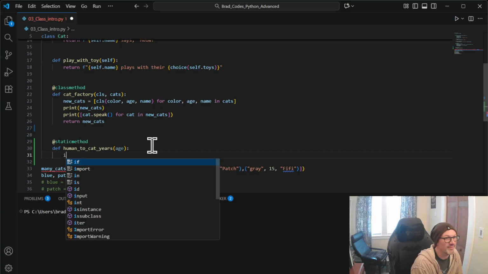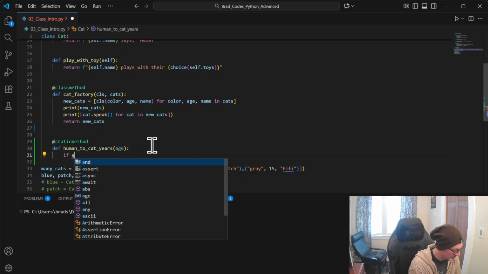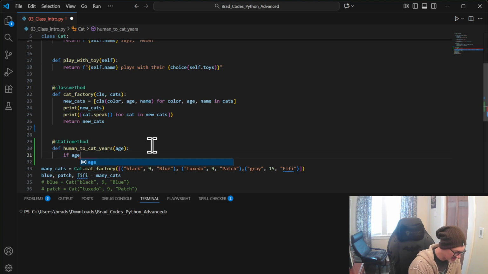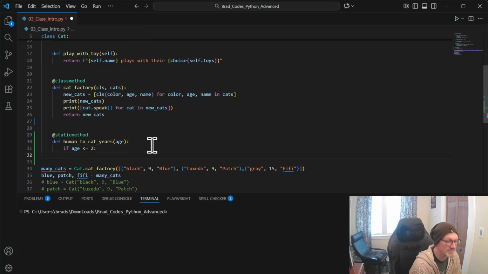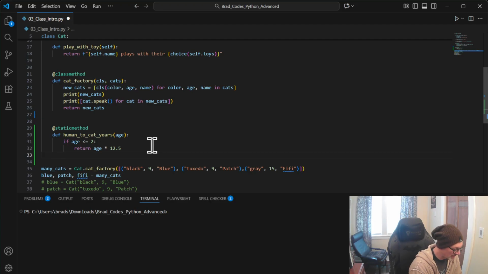So if the age is less than or equal to 2, cats mature much faster than humans, so their first year and second year of life equals about 12 and a half human years, or basically the 2-year-old cat is about 25 years old. So if the age is less than or equal to 2, what we're going to do is just return that age times 12.5. So far, simple math.